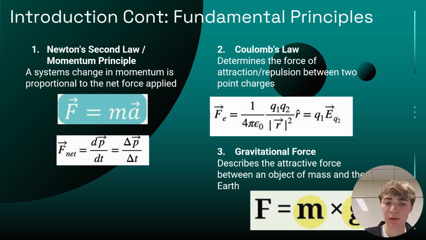And then second being Coulomb's law, the other force in this scenario, which determines the force of attraction and repulsion between 2 point charges, and it is F equals 1 over 4 pi epsilon naught times Q1, Q2, being the two charges of both those objects, over r squared, r being the distance between them, times the unit vector, or the direction between those two objects. And that's going to get you the force, or also just the charge of one of the objects times the electric field from the other object.